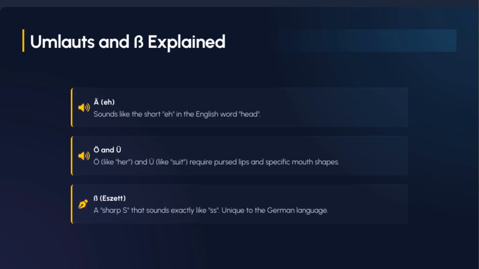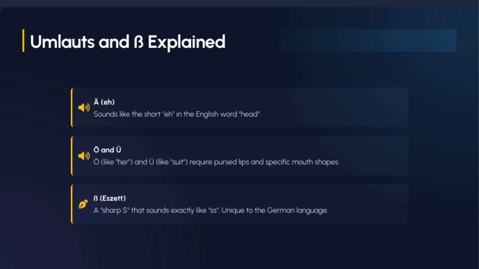Let's take a closer look at some of the unique characters in the German alphabet. First, we have the sharp S, known as the Eszett or sharp S. It sounds exactly like SS and is used in specific words to represent that sharp S-like sound. It's pretty much exclusive to German, which makes it a distinctive feature of the language.